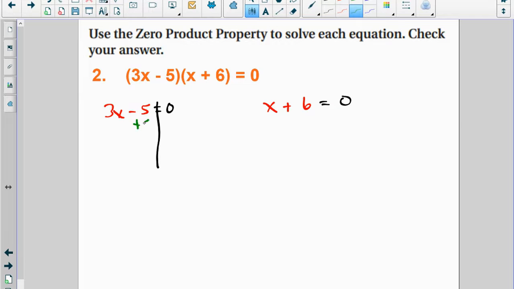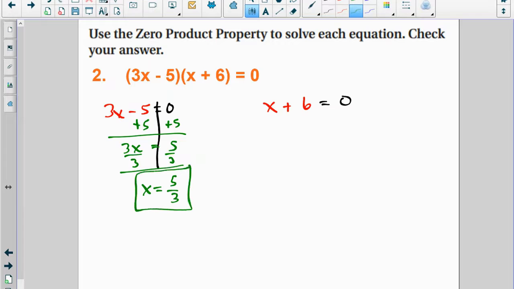Let's see, I'd have to add 5 first on this one. I get 3x equals 5. I'd still have to divide by 3 to get x by itself, and I can't divide 5 by 3, at least not without using decimals. If I divide, I think it's like 1.66666 repeating. So I think I would rather leave that as 5/3.